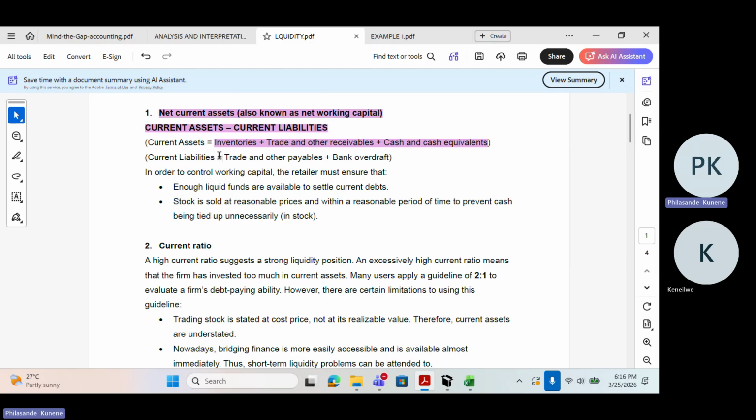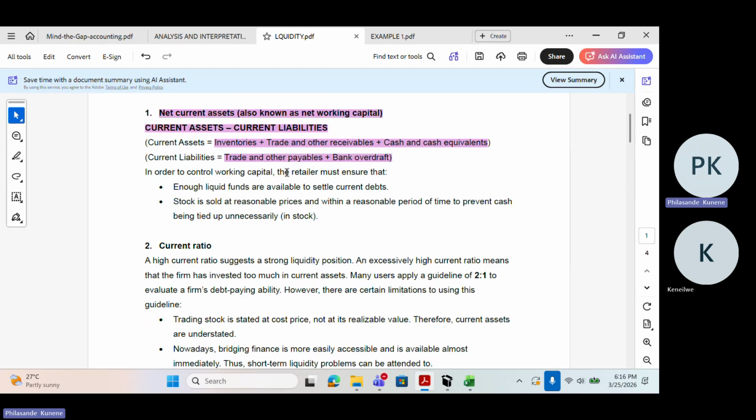Now, current liabilities: we have trade and other payables plus the bank overdraft. Can you see there? Trade and other payables plus the bank overdraft. Which means, do I need SARS income tax there? Do I need shareholders for dividends there? It's something we have to look at as time goes on. We'll see whether we need those things or not. But current liabilities are talking about trade and other payables plus bank overdraft.